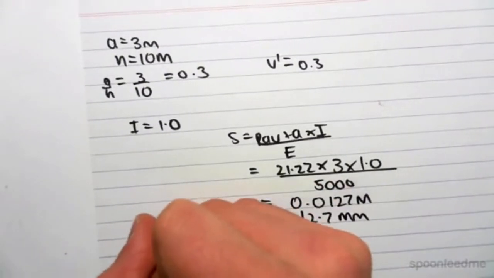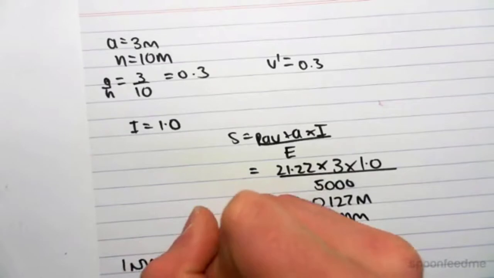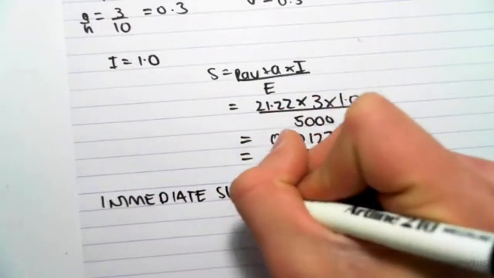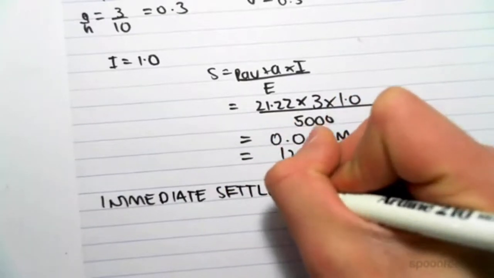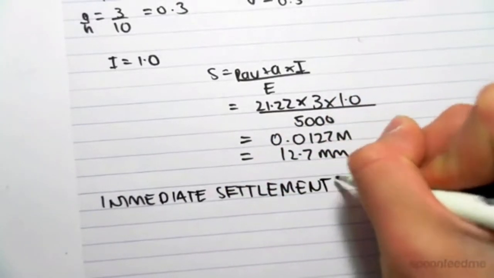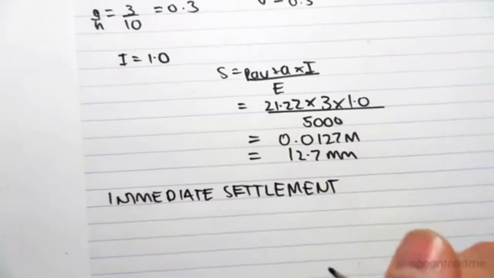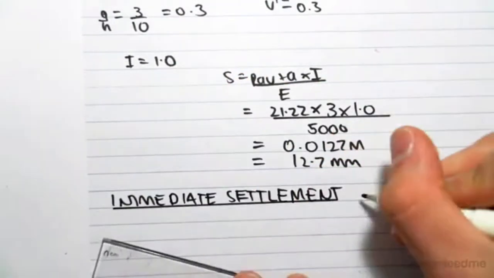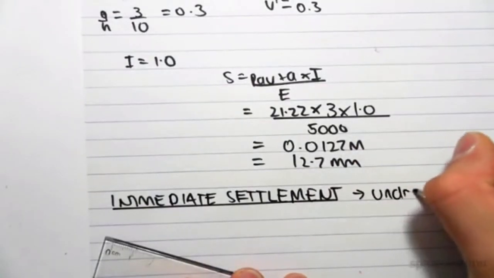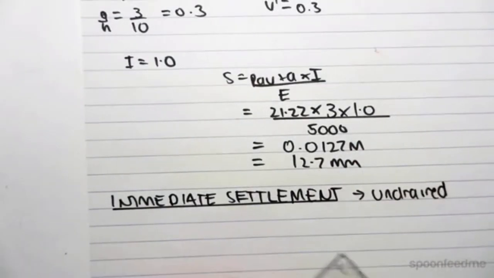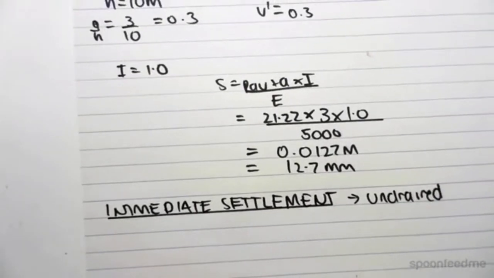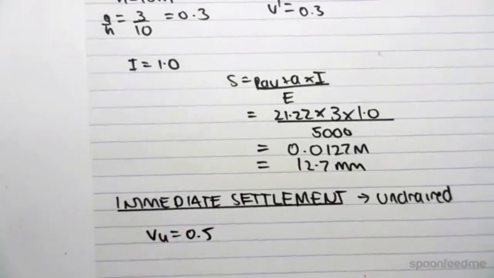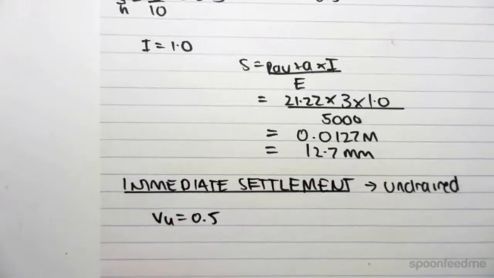If you wanted to find the initial settlement or the immediate settlement, it's going to be the exact same process, except we can no longer use E dash and V dash. We have to use VU and EU because it's immediate, which means that it is undrained compared to the final settlement, which is drained. So we need to find EU and VU. We know VU is always 0.5, but we need to find EU.